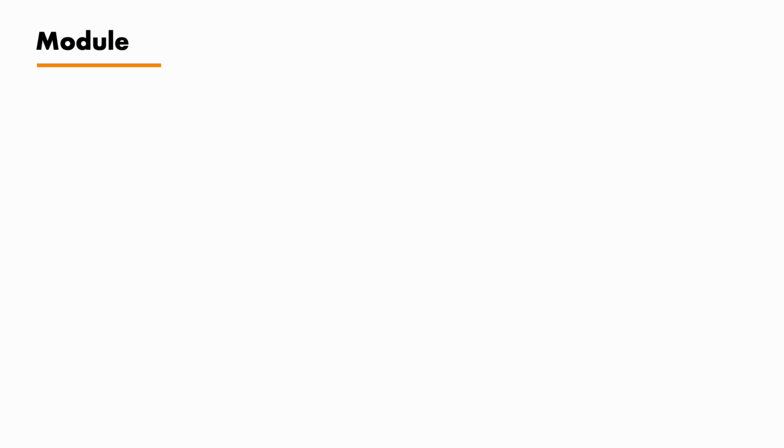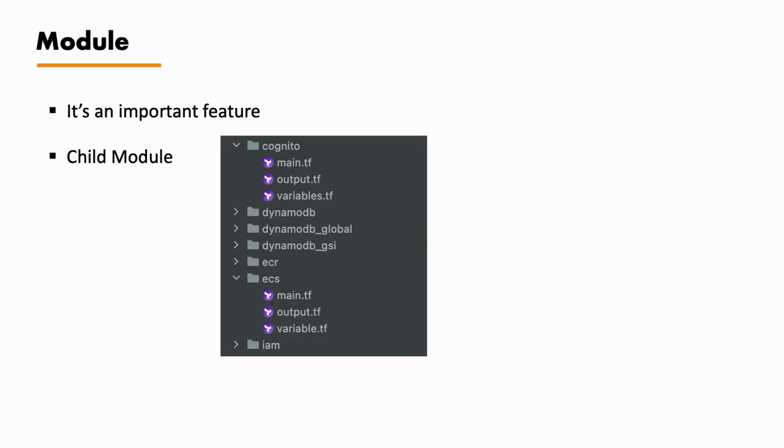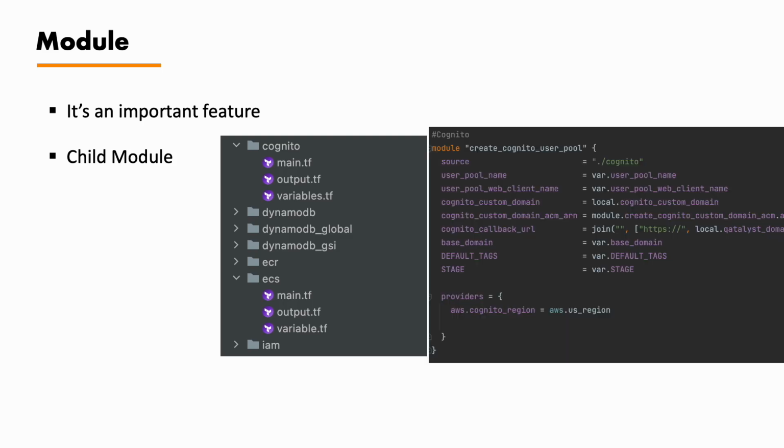A module is a container of multiple resources that are used together. It's an important feature again. And we have the child module concept and the root module concept. Here you can see Cognito and ECS are the modules. And this module can be treated as a child module by calling it from the root module. So here you can see on the right side, we created a module block, and then within the source we are referencing the Cognito child module.